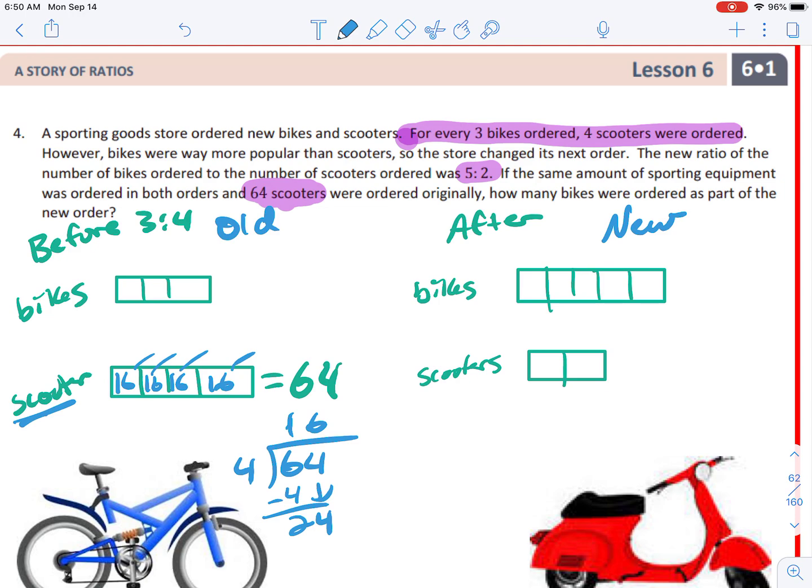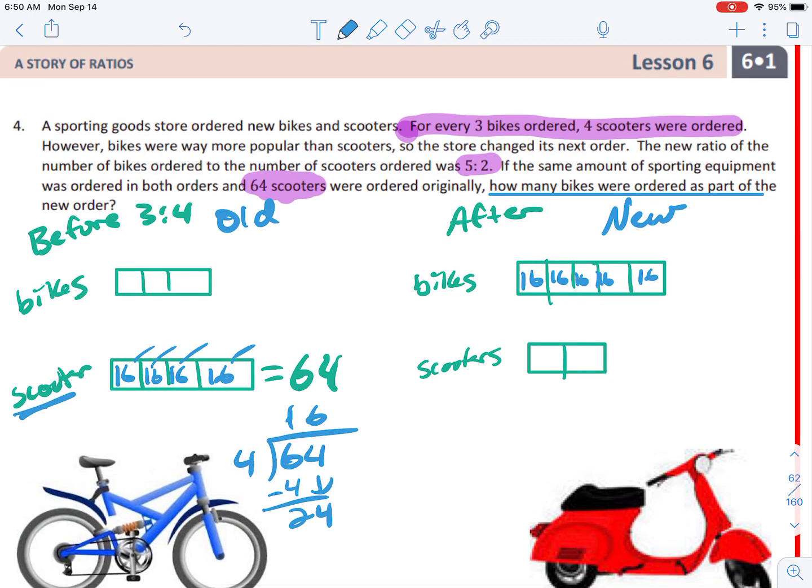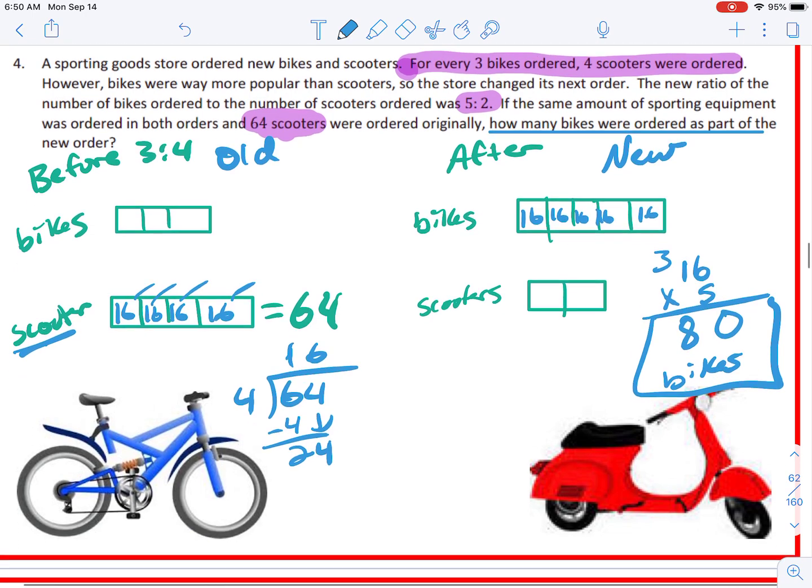Now, it's asking us how many bikes were ordered as part of the new order. So 16 has to go in each of these units. And there are 5 units, so we figure out 16 times 5. 6 times 5 is 30. 5 times 1 is 5. Plus 3 is 8. So our answer is 80 bikes. Okay, let's move on.